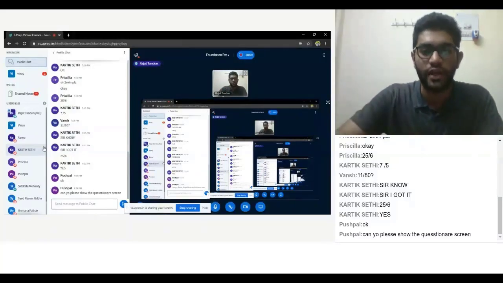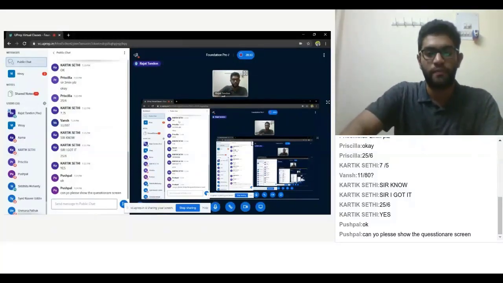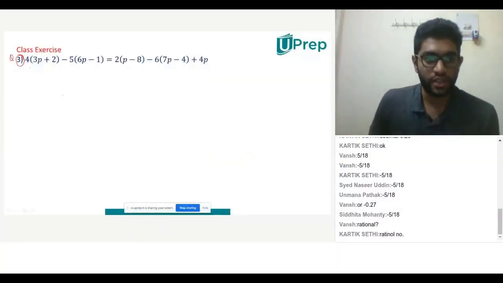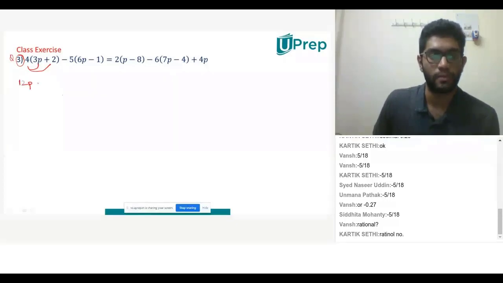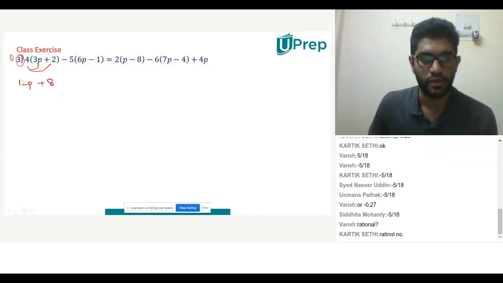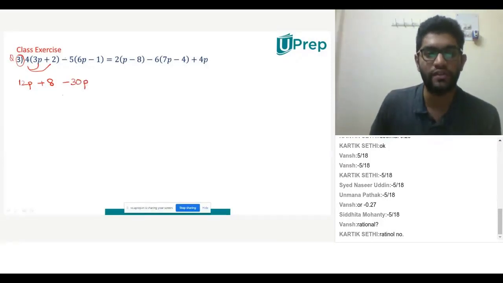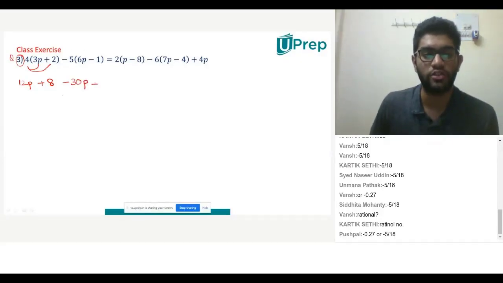Now I'm showing the screen, guys. Start solving. So it's the same thing. Each term has to be multiplied with both of them. So 4 into 3 is 12, 12p, plus 4 into 2 is 8. Minus 30p, 5 into 6, and minus 5 into minus 1 is plus 5.